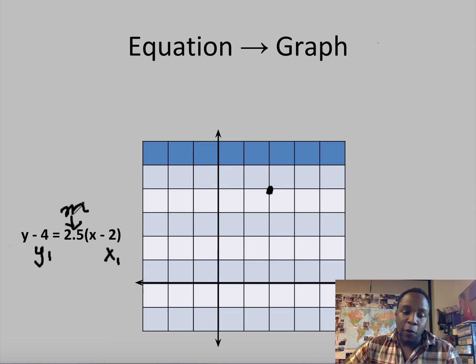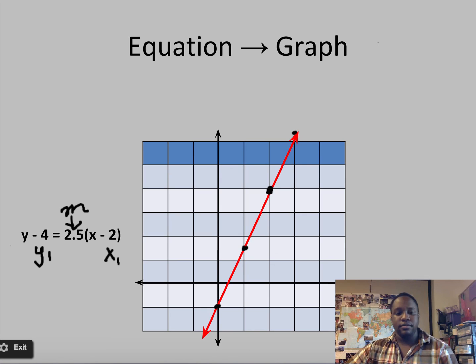And then the slope is 2.5. So up 2.5 over 1, or down 2.5 to the left 1. And we get a line. All right? So with point slope form, we find the point and then use our slope triangles to go up and down from it.